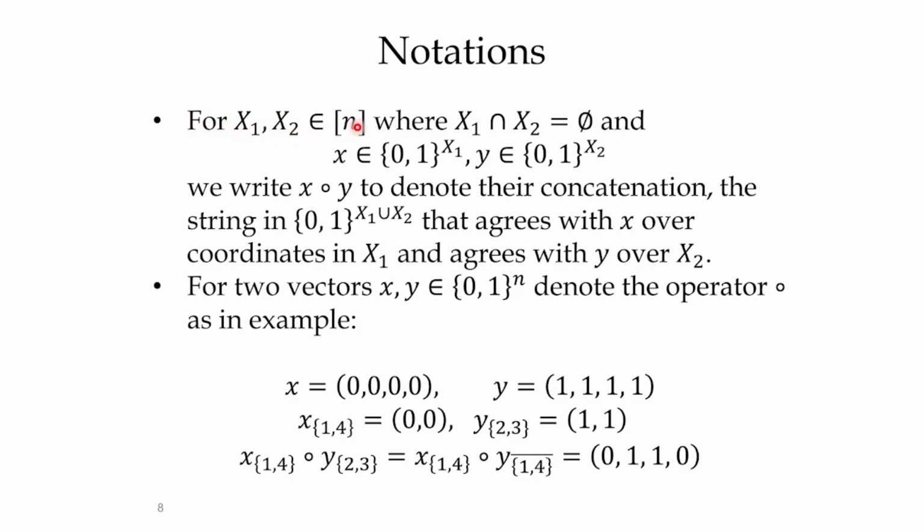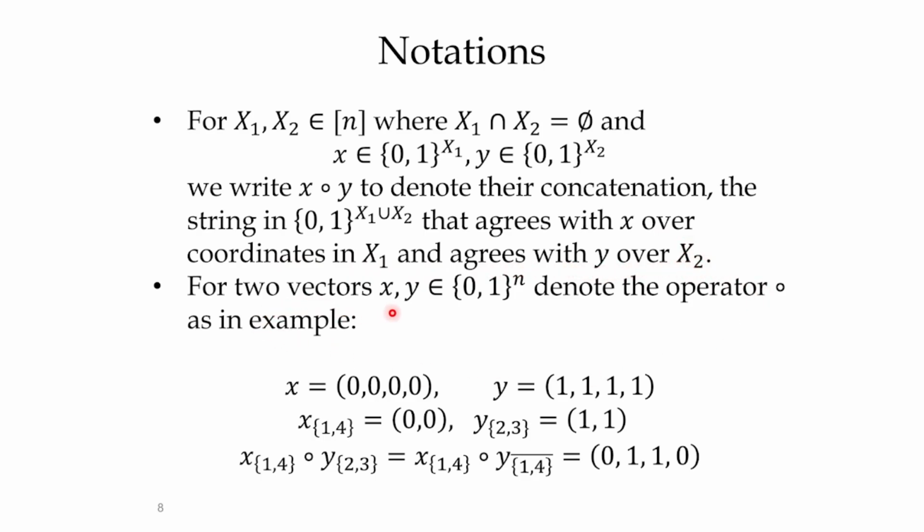For X1, X2 in [n], where X1 intersect X2 is the empty set, which means they don't have any shared elements, and x belongs to {0,1}^X1, and y belongs to {0,1}^X2, we write x∘y to denote their concatenation, the string in {0,1}^(X1 union X2) that agrees with x over coordinates in X1 and agrees with y over X2.